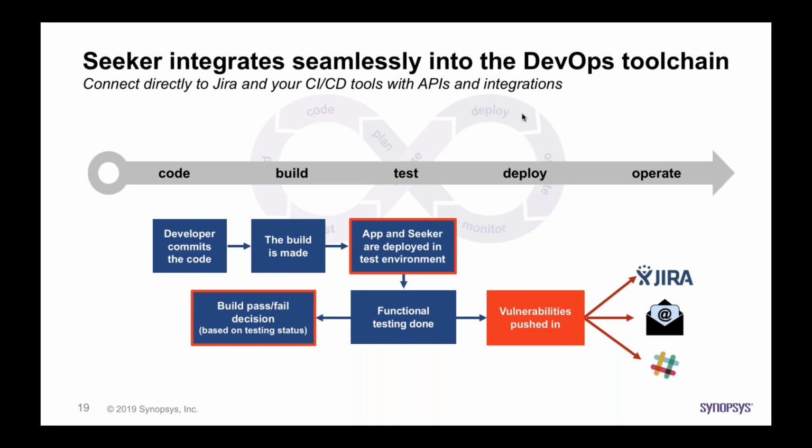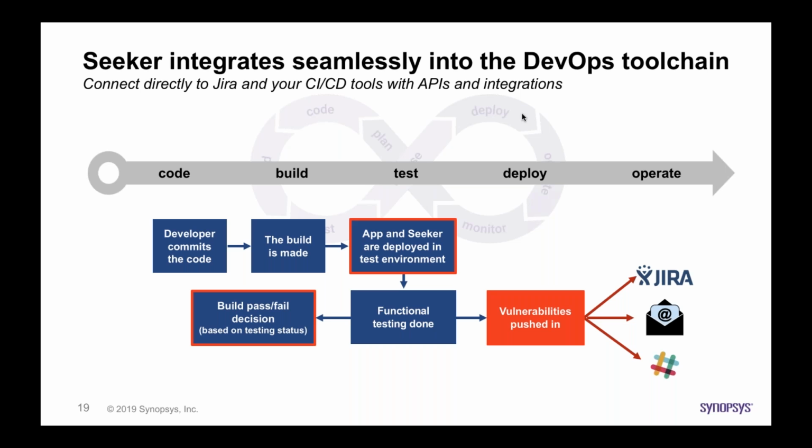Let's see. Some of you may already have a mature CI/CD process. Others may be working toward it. But the reality is pretty much everybody has DevOps and CI/CD in their plans. So basically, Seeker integrates very well in the DevOps toolchain. Here is a very quick overview of what it means to integrate Seeker in the DevOps toolchain.